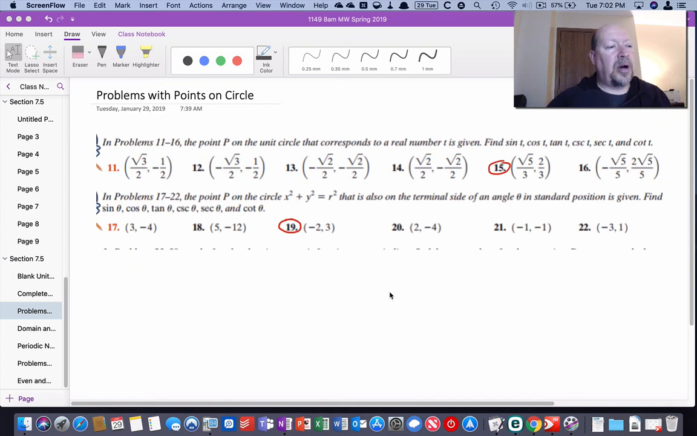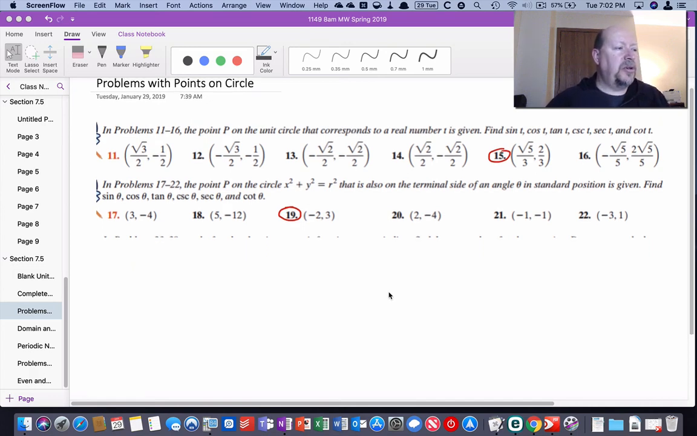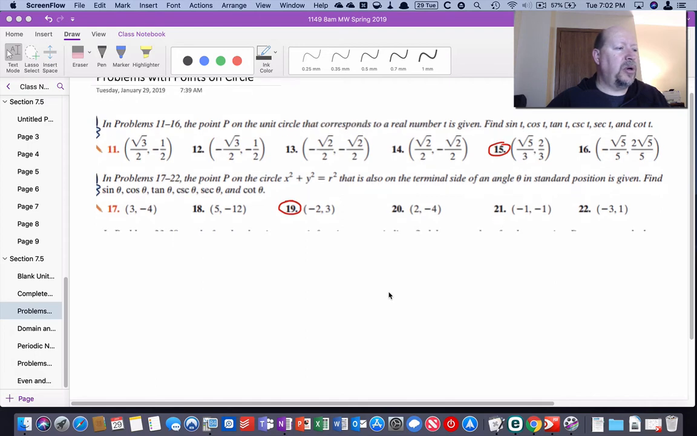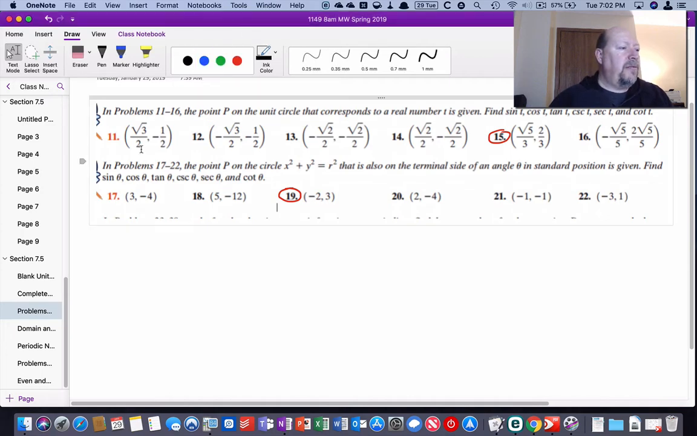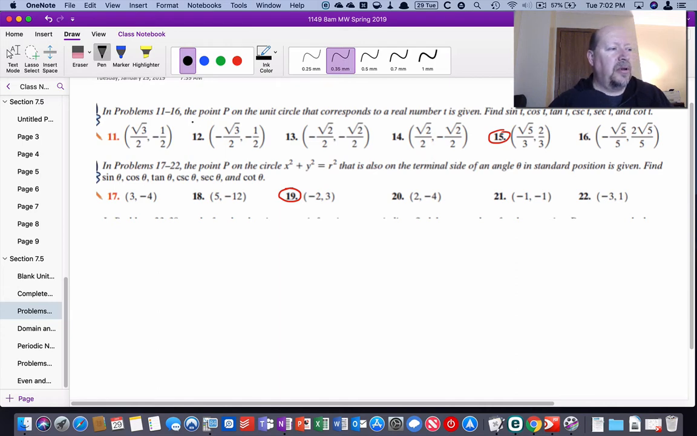Okay, let's take a look at some problems that can utilize what we just learned about the points on the unit circle. Here are some problems directly out of the textbook. So we have problem number 15 here, and it says in problems 11 through 16, the point P on the unit circle, that's important, this point is on the unit circle, that corresponds to a real number t is given. Find sine t, cosine t, tangent t, and so on. So t is the angle.